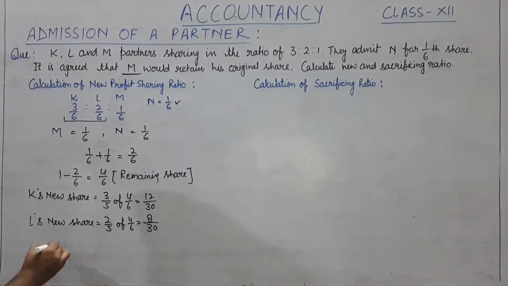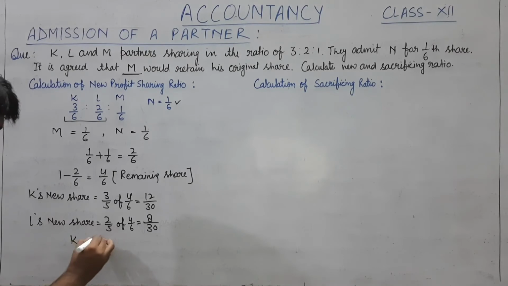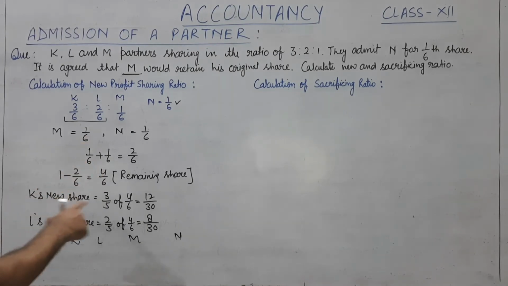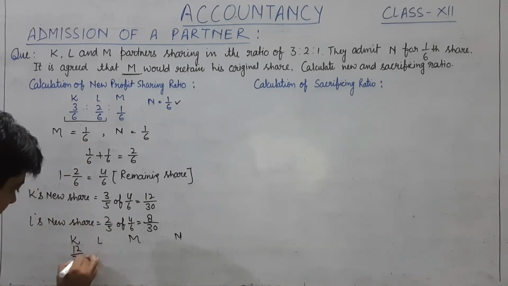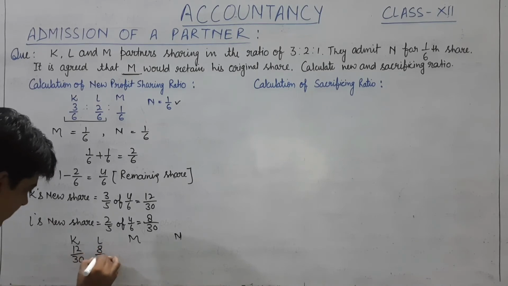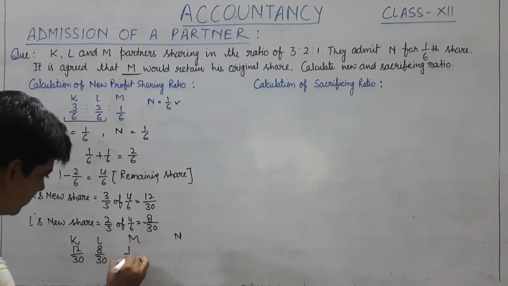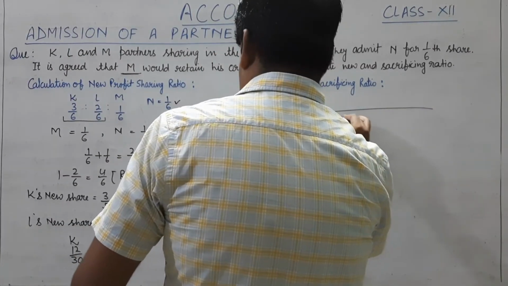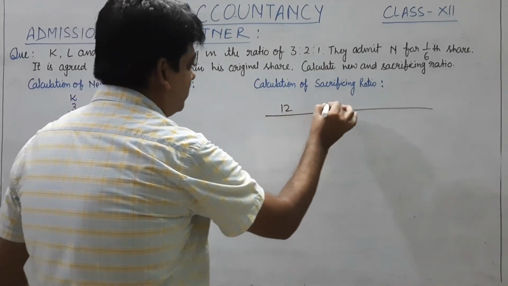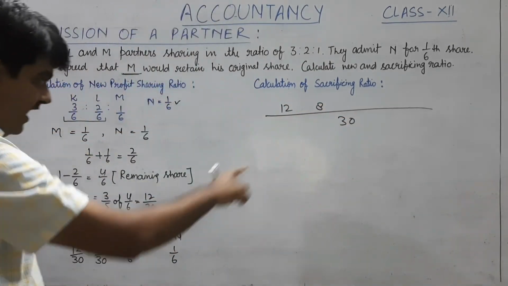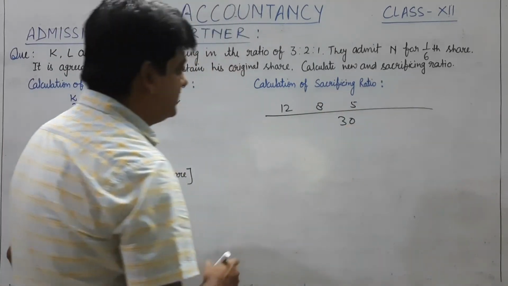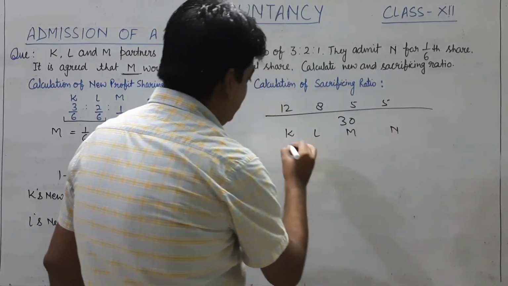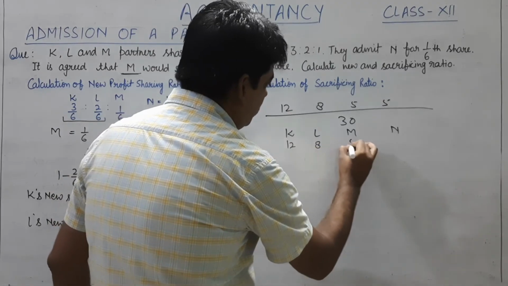Okay, now we will calculate their new profit sharing ratio K, L, M and N. K's share is 12/30, L's share is 8/30, M's share is 1/6 and N's share will be 1/6, and we will take LCM. LCM will come 30, so 12 will come as it is, 8 will also come as it is, 6 5s are 30, so 5 1s are 5, and again 6 5s are 30, so 5 1s are 5.